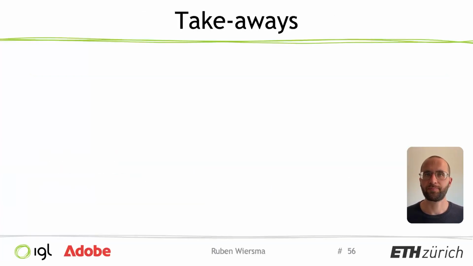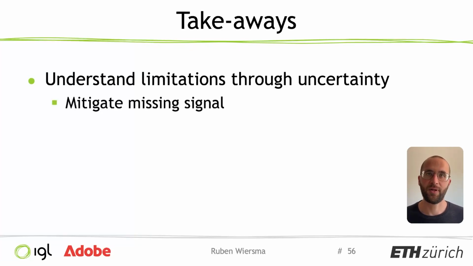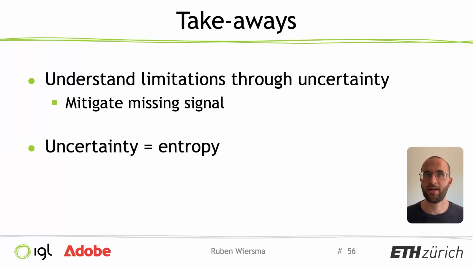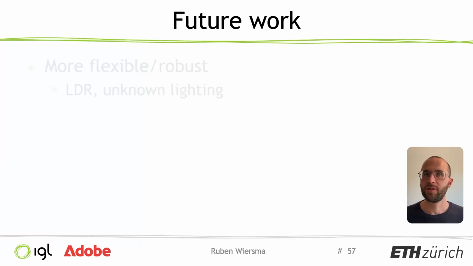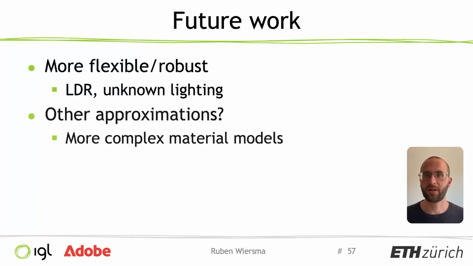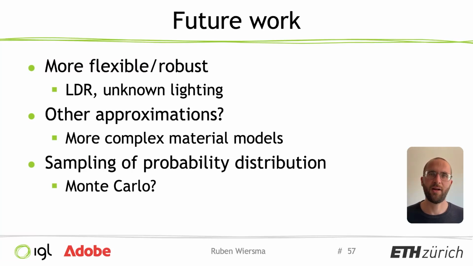So concluding, uncertainty helps us understand the limitations of our data that we can then fix using uncertainty. We compute uncertainty as entropy and approximate this within the frequency domain. In future work, we can make the model more robust, for example, working with low dynamic range lighting and unknown lighting. We would like to work with other approximations of the BRDF model, for example, to support more complex material models. And we want to see if there's a better way to sample this probability distribution space, so not with grid sampling, but maybe a Monte Carlo method.